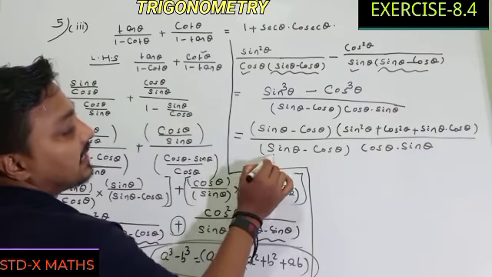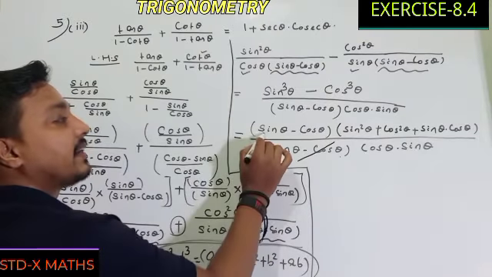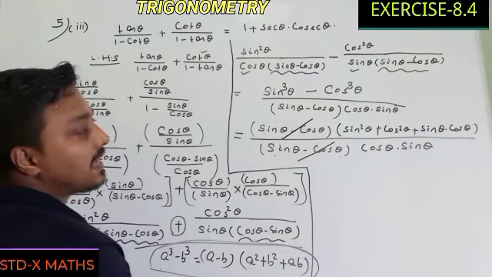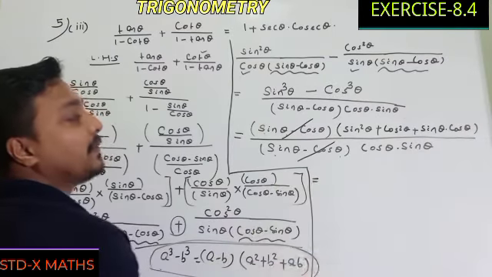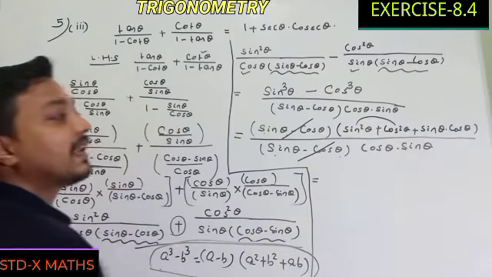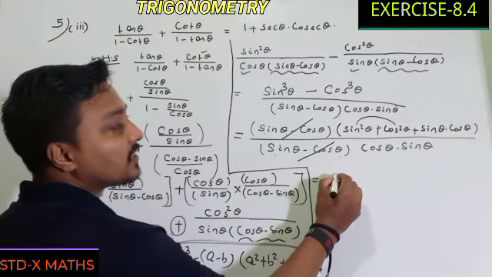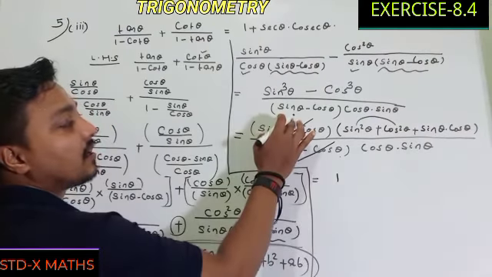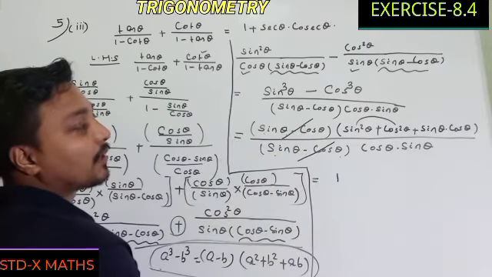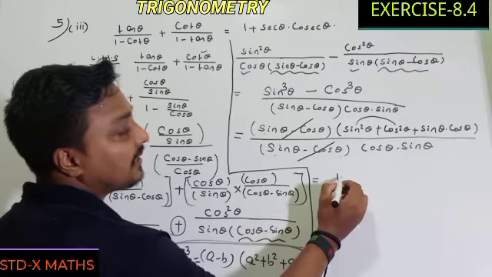Here sin theta minus cos theta is one factor in the denominator, and sin theta minus cos theta is also another factor in the numerator. So in the upper one, we have sin square theta plus cos square theta, which gives us the result 1. This factor is totally cancelled.